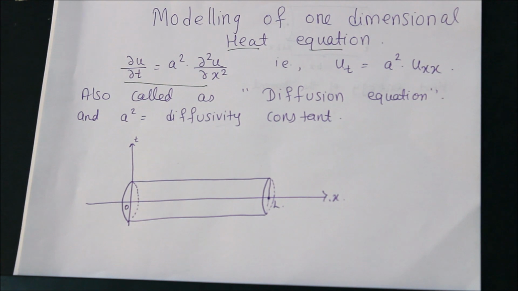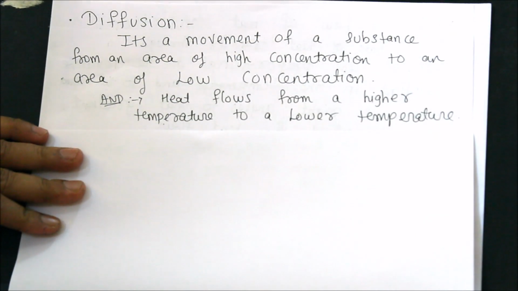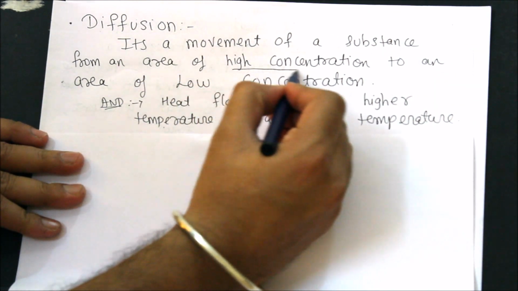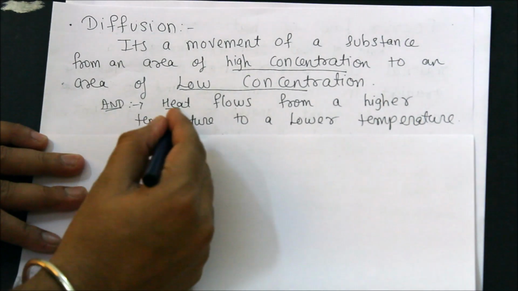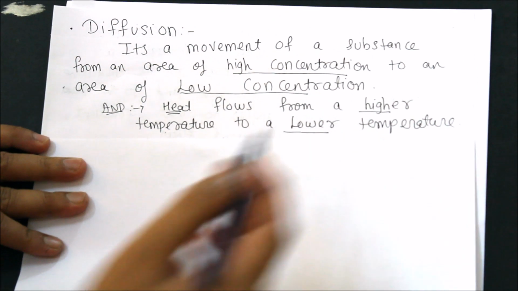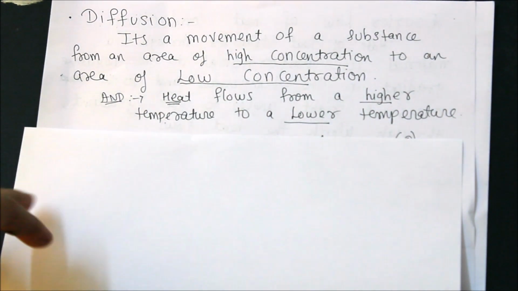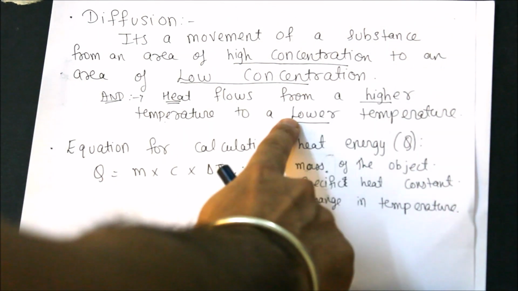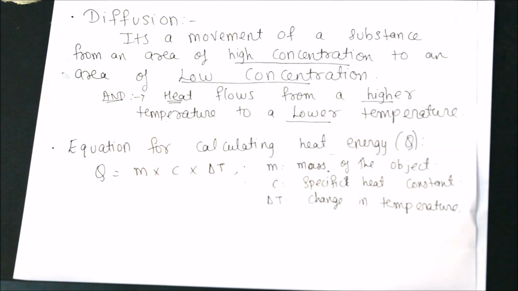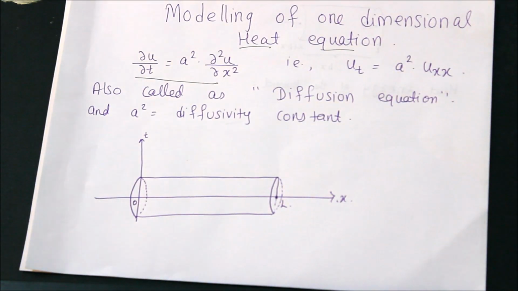Now this heat equation is also sometimes called a diffusion equation. Why diffusion equation? First of all, what do you mean by diffusion? It's a movement of a substance from a high concentration to a low concentration. Whenever you heat something, heat always flows from high temperature to low temperature, because the particles which are heated will always move towards the particles which are less heated. Therefore heat diffuses, and heat is an example of diffusion.